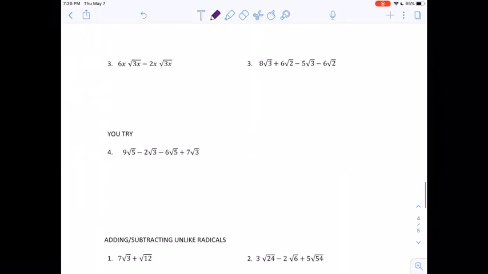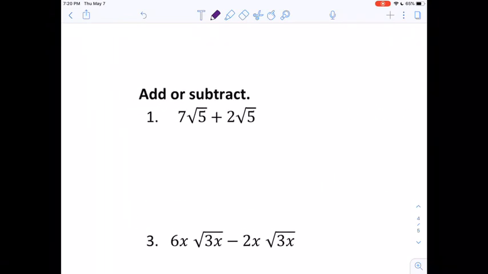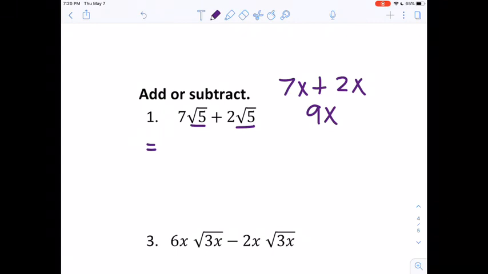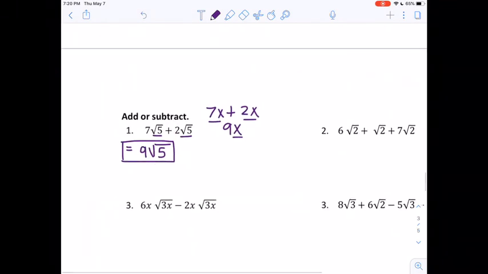Okay, so it's actually pretty easy to add and subtract when you have like radicals. Since these are both exactly the same, you just combine the numbers in the front. So this is like saying 7x plus 2x. I know that's equal to 9x. It's the same exact thing, except instead of having an x, you have a square root. So it's going to be 7 plus 2, that's 9, and then the square root stays exactly the same. Just like here, the x stays exactly the same. It doesn't become an x squared. Your radical is going to stay exactly the same.